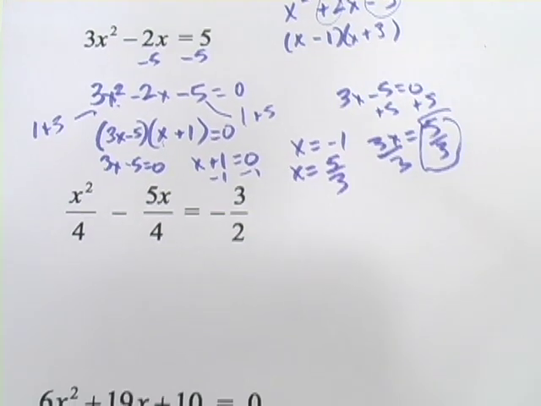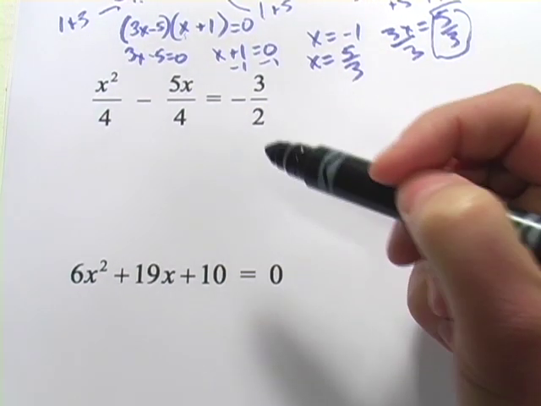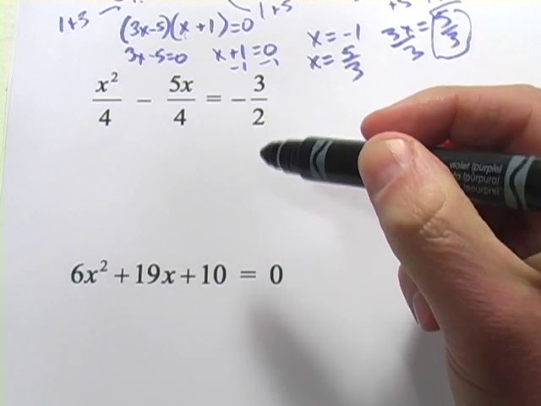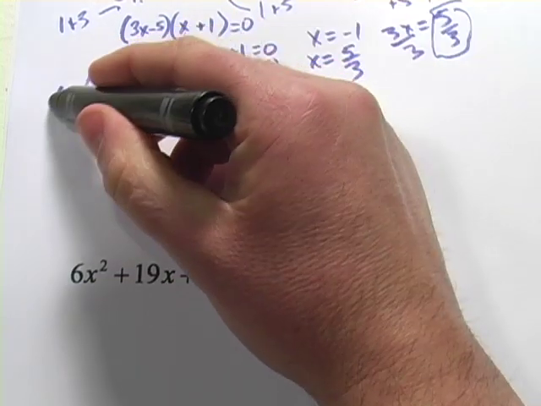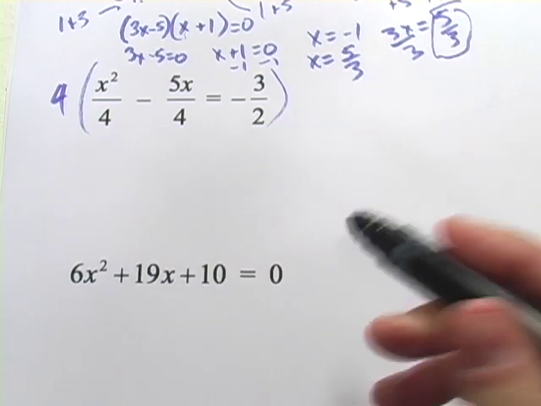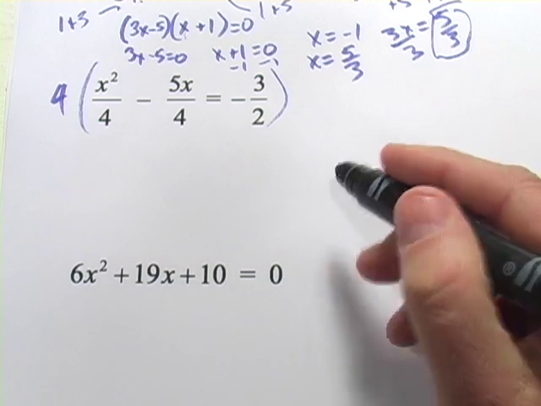All right, let's try this next one. This one actually looks harder than it is because you've got these fractions here. How are you going to do this? Well, I think what I would do is start by multiplying this whole thing by 4, and that would get rid of the fractions for us. Since we're multiplying both sides of the equation, it doesn't matter. It amounts to the same thing.